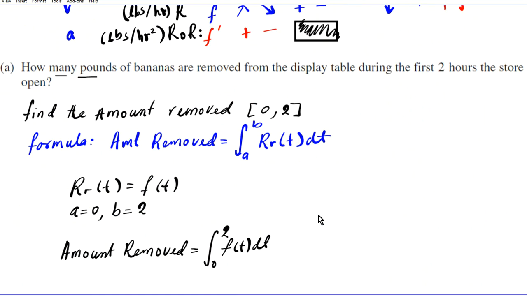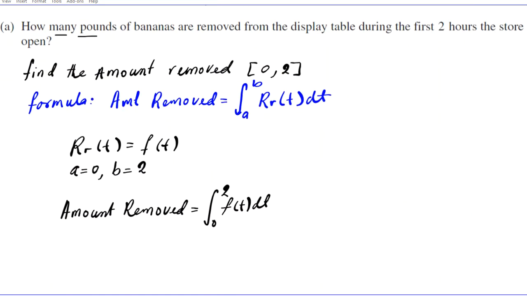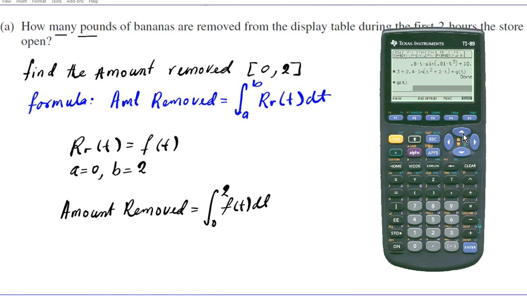Let's go ahead and evaluate this integral right here. Since it's already stored, let's escape. I want to evaluate the integral of f of t. Since I already have f of t sitting somewhere here, I'll just call it back in here. Variable of integration is t, and we're going from 0 to 2. And then press enter.